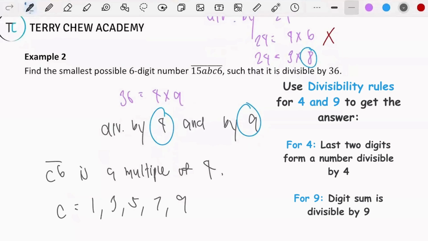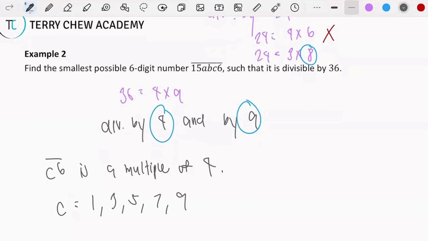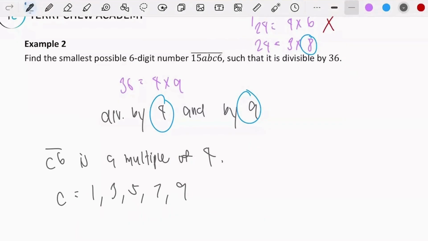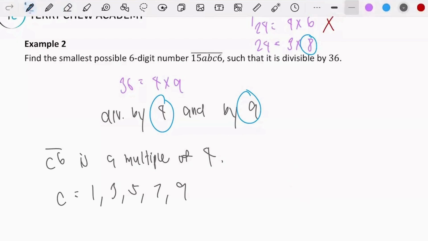Just another tip: please don't forget 0, because so many students forget 0 when we're looking for possible values. But in this case, it's not possible because 6 is not a multiple of 4. The only time 0 is not allowed is if you have something like A124, where 0 cannot be the first digit. Otherwise, it's not going to be a 4-digit number. Don't forget your zeros. So these are the possible values of C.